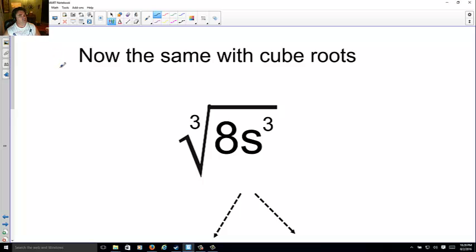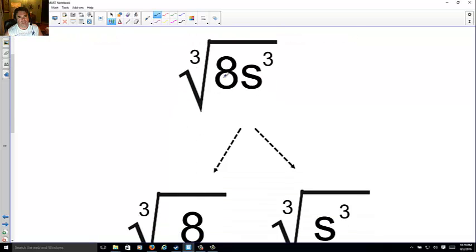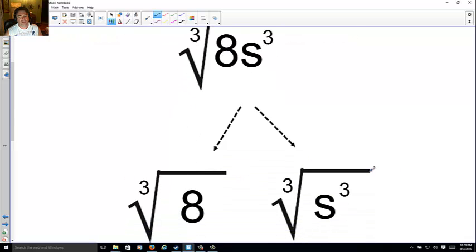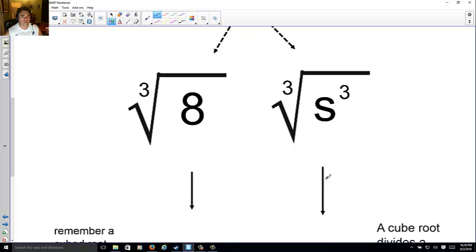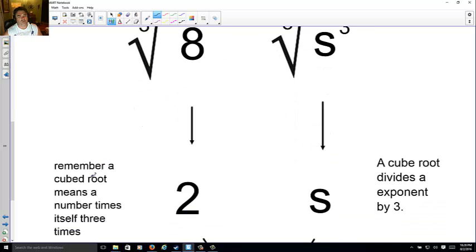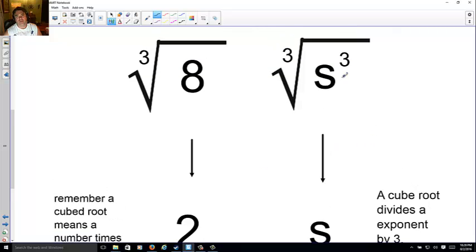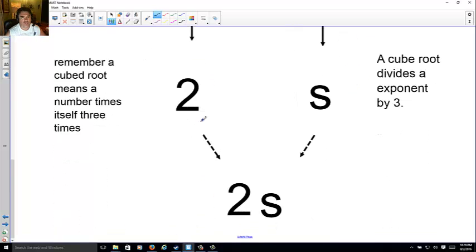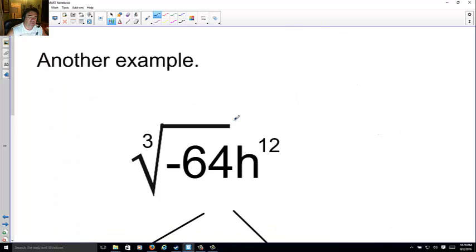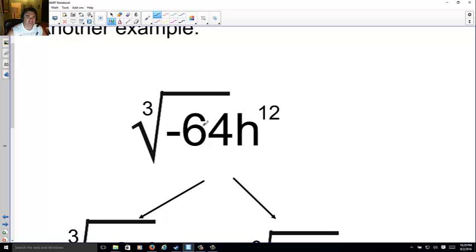Same with cube roots. If you remember, cube means what times what times what. So what times what times what makes 8, and what times what times what makes s to the 3rd. So remember that a cube root means the number times itself 3 times, so it's 2. And when you have a cube root, just divide the exponent by 3. So 3 divided by 3 is 1. So this becomes 2s.